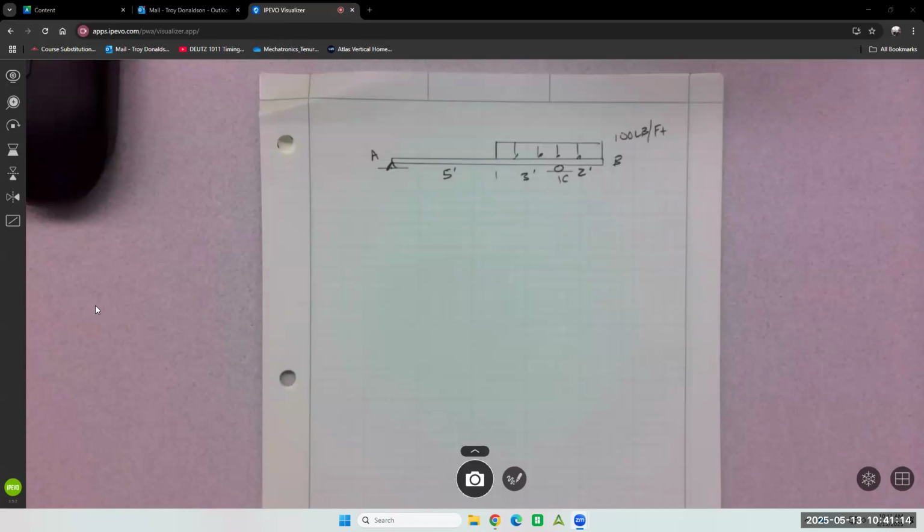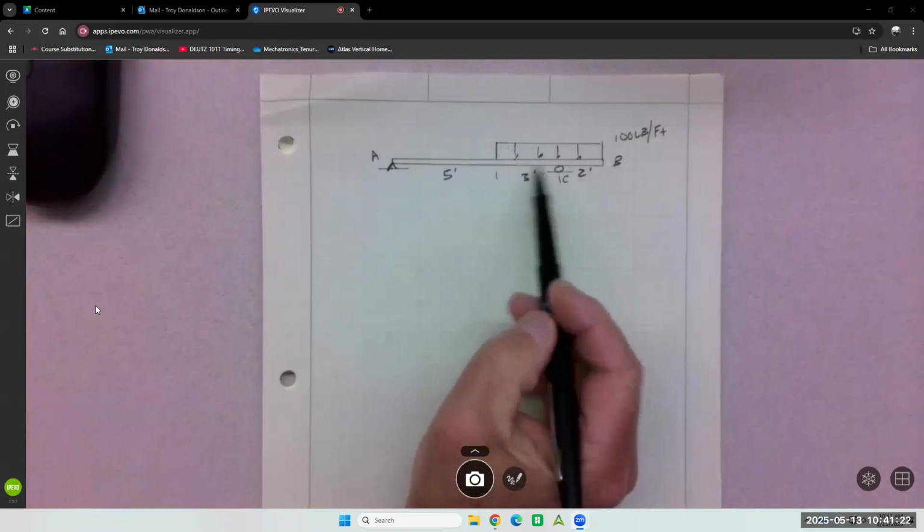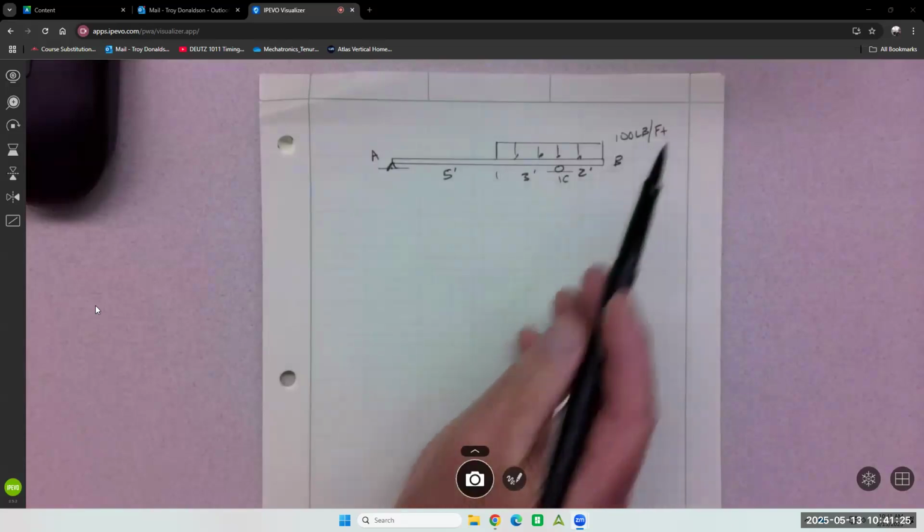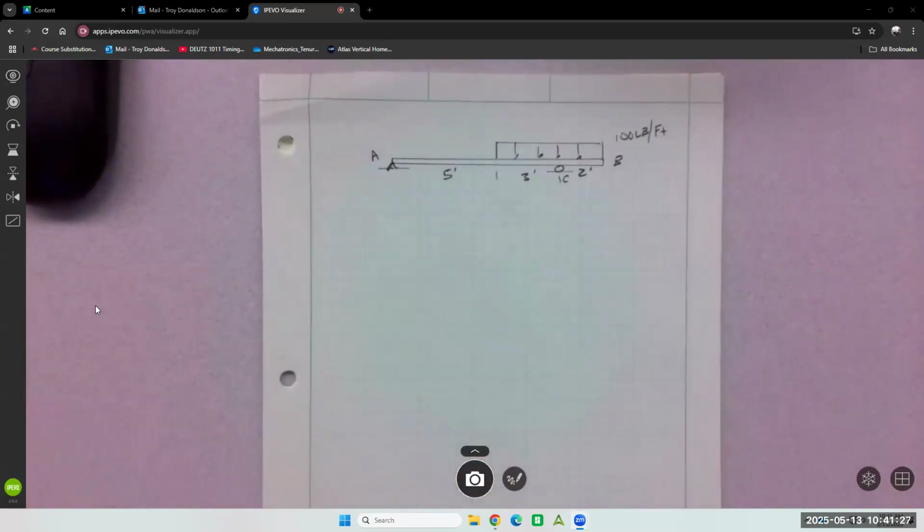Okay? So I'll let you capture this beam real quick. It's 10-foot overall length. The roller's 2 feet from the end. It's got a distributed load on it, 100 pounds per foot, like a pile of plywood or something. What we have to calculate is the reaction at pin A and roller C. And then we're going to also find some bending moments within the beam. Like, at 5 feet, what does it feel? So let's go through it.